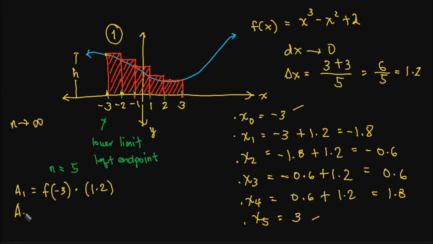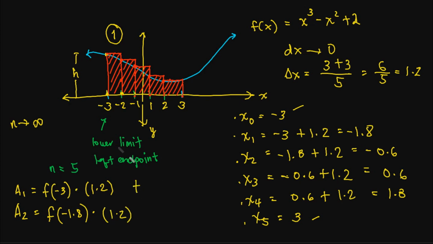And then, A sub 2. So, we have here f of, instead of using negative 3, so hindi negative 2 kasi syempre hindi siya saktong 1 unit. So we have 1.2 units. So with this, instead of using negative 2, you use negative 1.8. So that's negative 1.8. And of course, yung ating distance or yung width ng ating partition is just 1.2 as well. Okay, so ganyan nagsosolve ng ating Riemann sum.